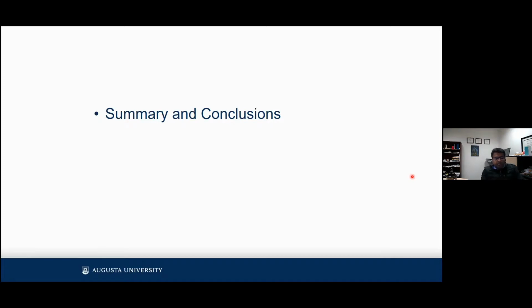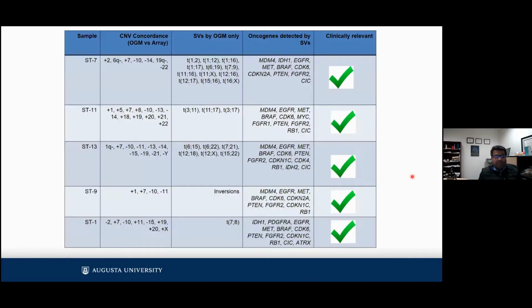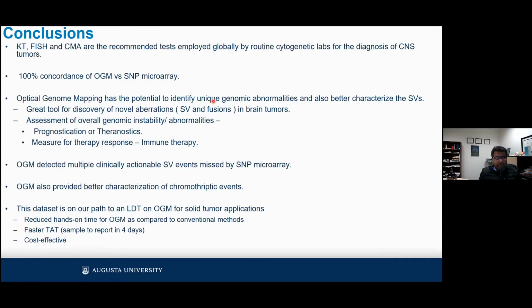Then I would like to put together our summary and conclusions, which we have identified in our initial aspect of validation. So bottom line, there's 100% concordance on all these adult brain tumors which we have seen, and the data compared by OGM versus array, especially the SVs and CNVs. In conclusion, karyotype, FISH and chromosome microarrays are recommended tests globally for routine diagnostic tests for diagnosis, as well as prognostication of adult brain tumors.